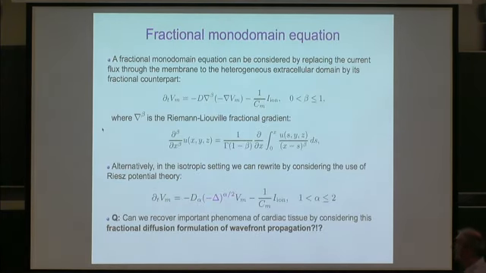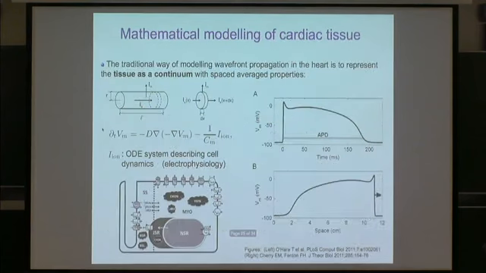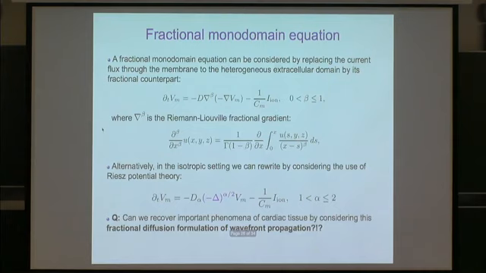So what we've done is essentially replace this Laplacian here, Laplacian of the voltage, by a fractional Laplacian. That's all we've done, nothing else. And so the question is, if we do that, can we recover important phenomena of cardiac tissue by considering this different formulation of wavefront propagation? This fractional Laplacian has non-local properties.